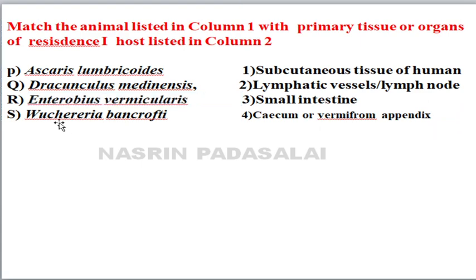Then the last disease is Wuchereria bancrofti. It is responsible for causing lymphatic filariasis, that is, it affects the lymphatic vessels and lymph nodes. Lymphatic filariasis is nothing but elephantiasis.